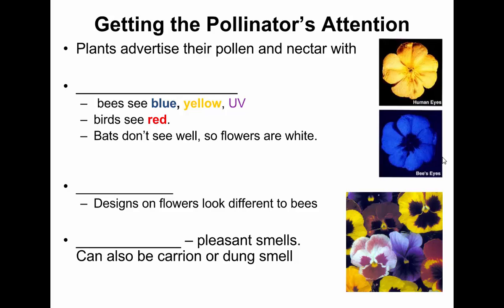Most plants advertise to animals that they have nectar in a couple ways. One way is with colors. Flowers are brightly colored. Usually brightly colored flowers are pollinated by animals, because animals can see in color. And different types of animals see differently. Bees, for example, see blue and yellow and ultraviolet, which we cannot perceive. So if you see flowers that are blue or yellow, it's likely they're pollinated by bees. Birds see red well, and so red flowers are often pollinated by birds.